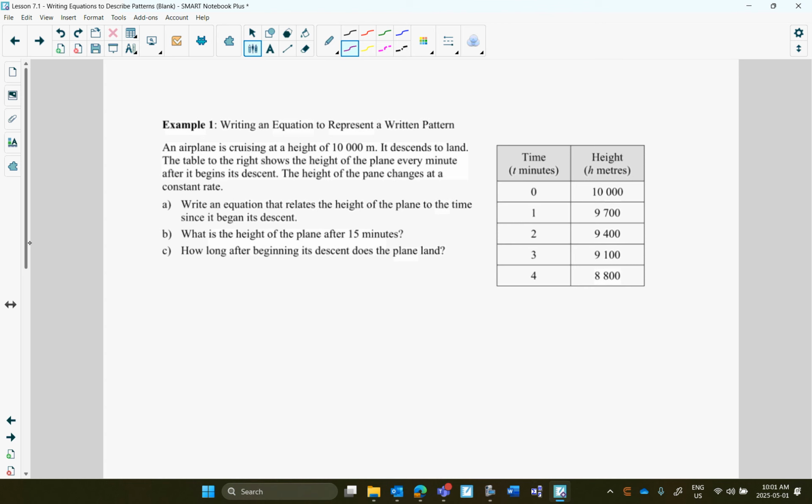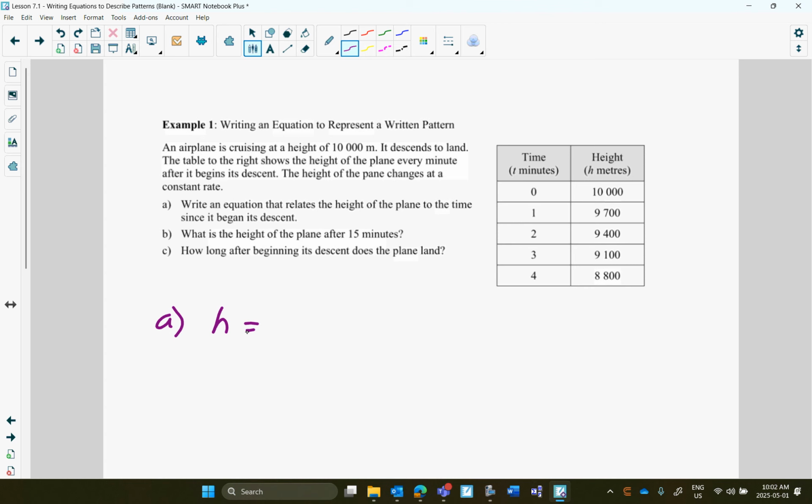I want to write an equation. How do I calculate h? What do I need to do to t? This is a bit of a challenging one. What's happening every time here? It's going down by 300. So my equation needs minus 300 in it.